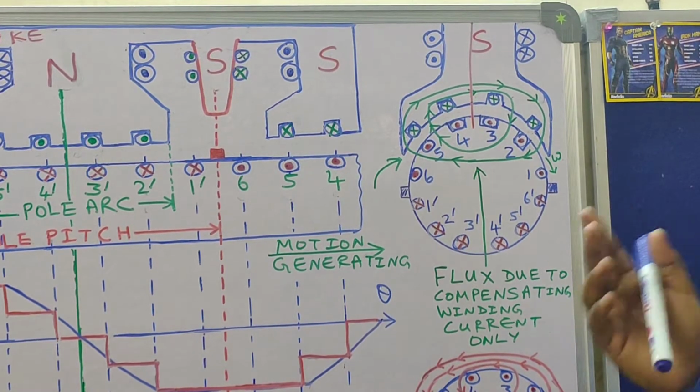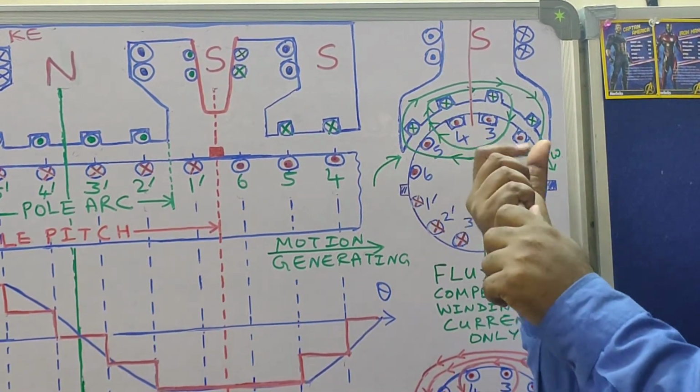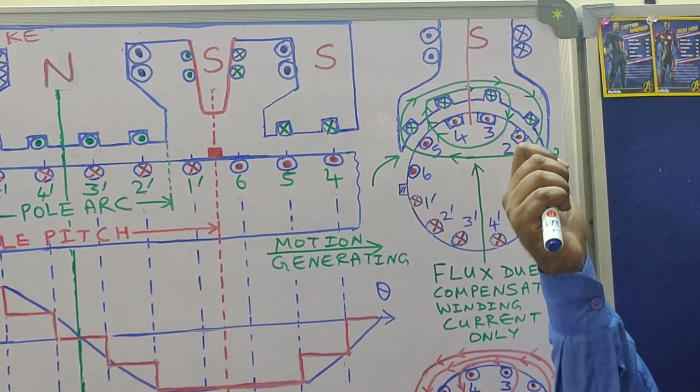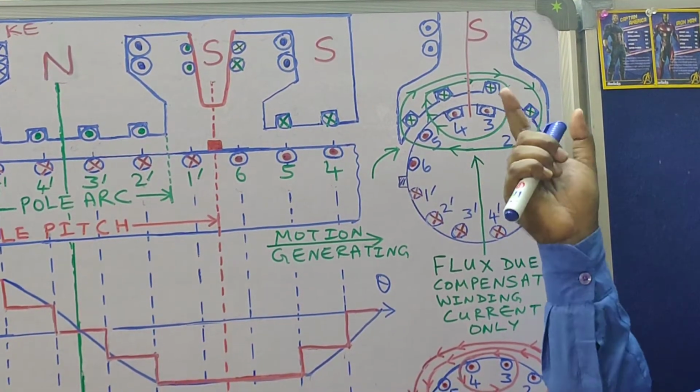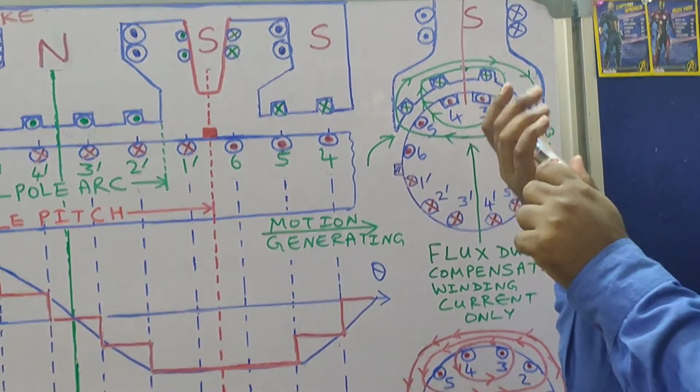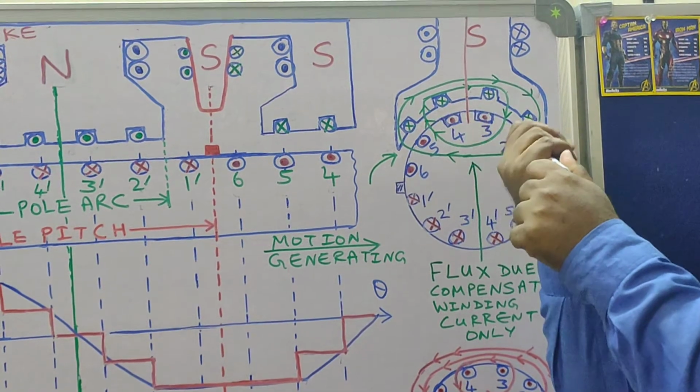Now of course you have to use your right hand. While I am explaining this, you have to place your right hand thumb towards the board because the conductor is carrying cross current, which means current is entering into the board, and the fingers have to be curled.